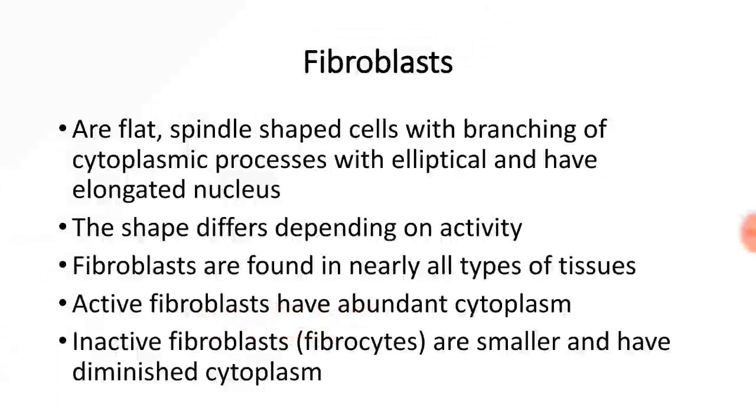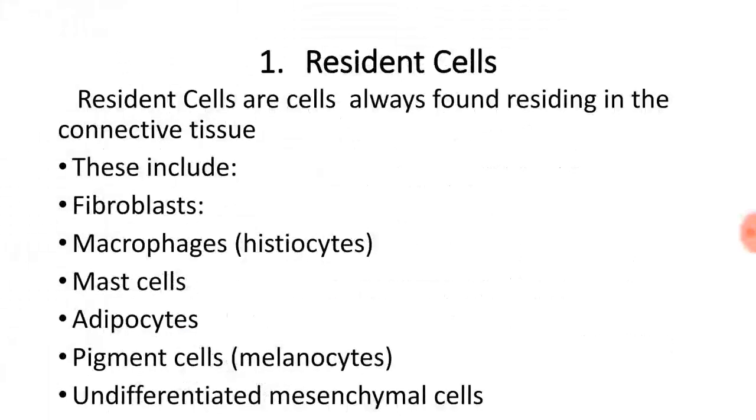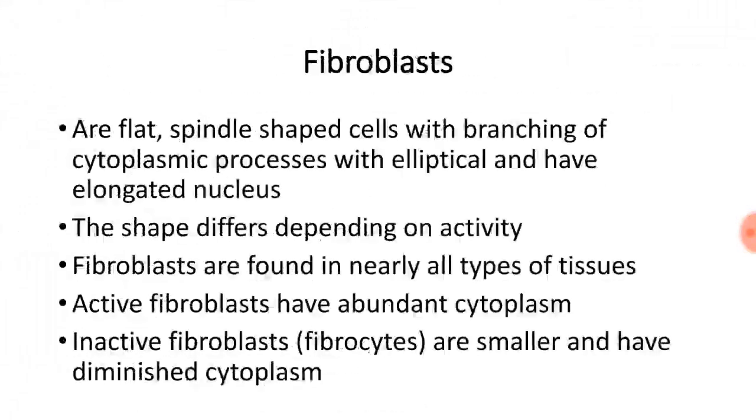So fibroblast ni one among resident cells found always in connective tissues, ambazo they are flat in shape and also they are spindle in shape, and also they have cytoplasmic processes with elliptical and have elongated nucleus zake ziko elongated. So they are also found in different shapes depending on activities.